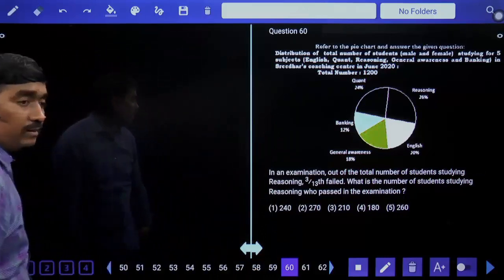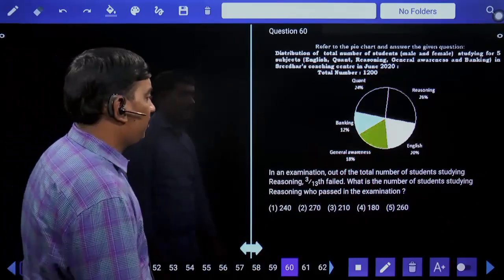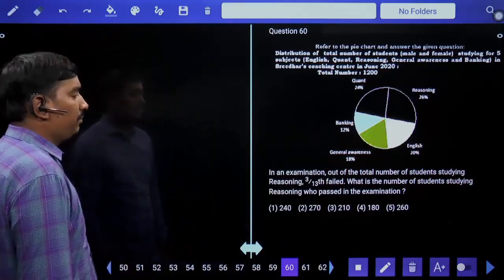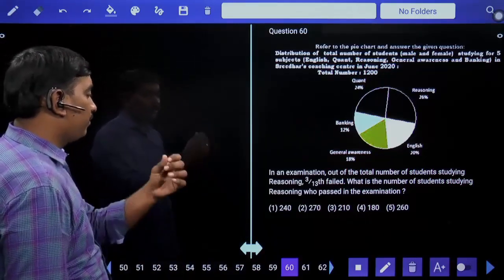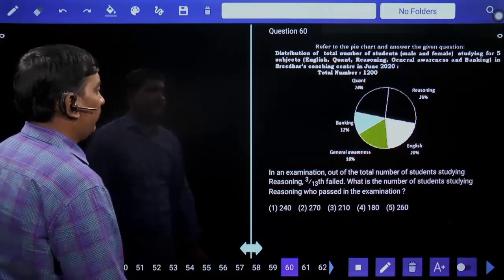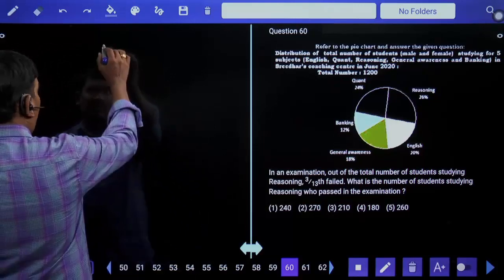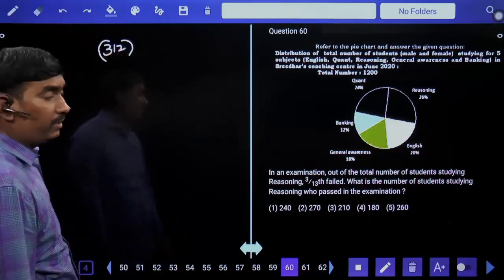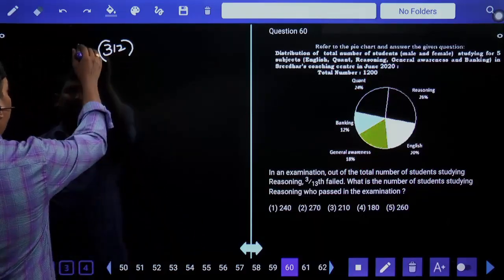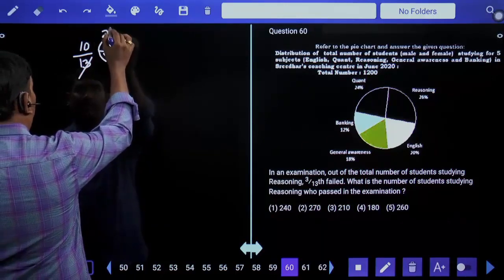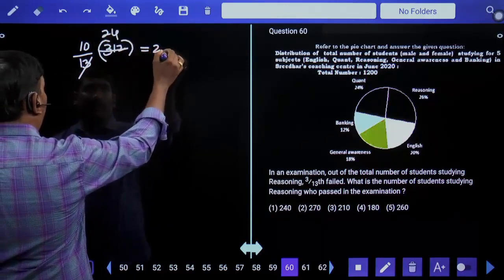Next. In an examination, out of the total number of students studying reasoning, 3 by 13 failed. What is the number of students studying reasoning who passed in the examination? Reasoning 26%. So 26% means 312. In that 3 by 13 were failed, then passed were 10 by 13. 13 2s are 26, 13 4s are 52. 240 candidates were passed.